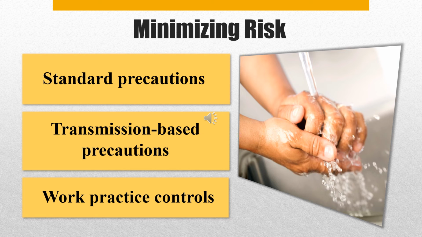Workplace controls. As mentioned earlier, workplace controls are procedures which must be followed to maintain safety in the workplace. Work practice controls include no smoking, eating, drinking, or handling contact lenses, or applying makeup or lip balm. Also, food should not be stored in the refrigerator where there's evidence stored.